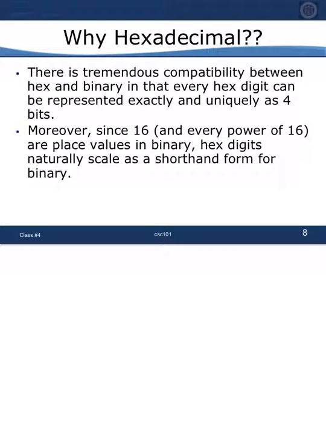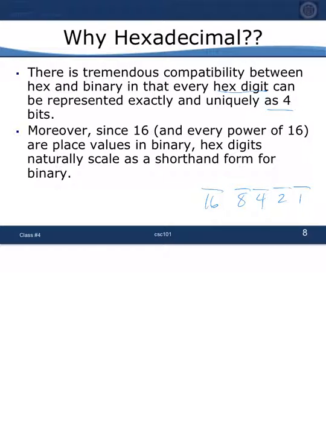Well, we just saw, right, that every hex digit can be expressed as 4 bits, 4 zeros and ones. And, okay, so how does that help us? Well, 16, right, which of course is the base of the hex system, is actually one of the place values in binary, if you remember, right? So 4 in binary, right?